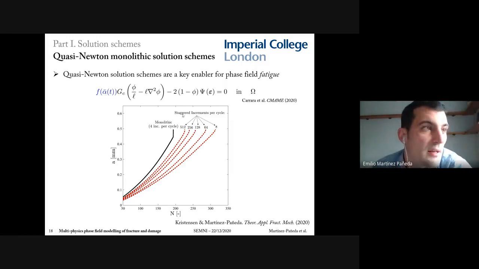You can see in the slide a plot of crack extension versus number of cycles, and you can see that many hundreds of increments per cycle are needed to reproduce the accurate result with staggered schemes, while the accurate result is captured by our monolithic Quasi-Newton approach with only 4 increments per cycle. So it's a massive difference there.